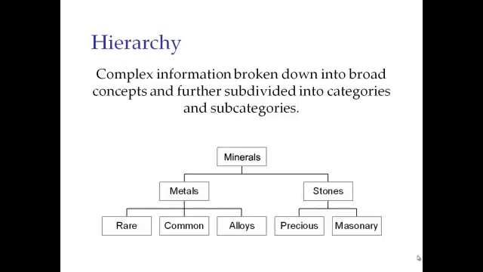You can start with the concept of minerals that can be further subdivided into metals and stones. You have the rare metals, the common metals, and the alloys. The alloys are the combinations of different kinds of metals, like steel. Stones, you can divide up into precious stones like jewels, like diamonds, or into masonry, like limestone, which does not have that precious value. So this is just one example.